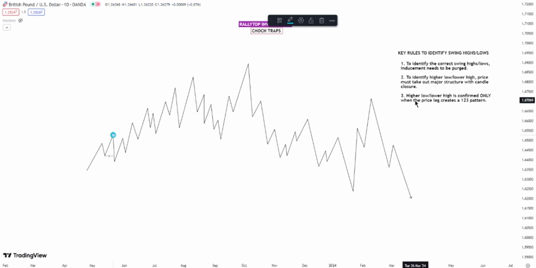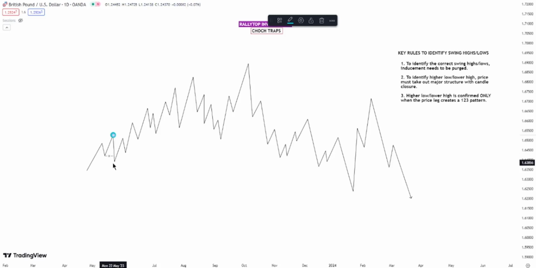What is rule number 3? Rule number 3 says higher low or lower high, depending on the direction of the market, is confirmed only, please underline the word only, when the price leg creates a 1, 2, 3 pattern. What do I mean by a 1, 2, 3 pattern? I'm going to show you. This higher low here cannot be confirmed until this higher leg produces a 1, 2, 3 pattern.